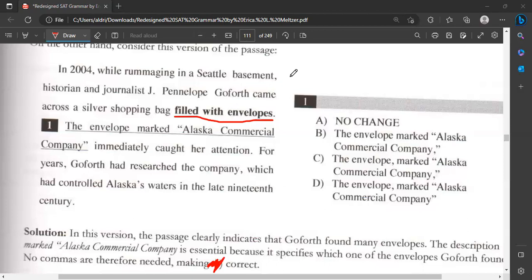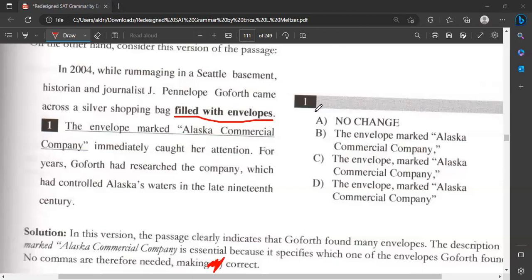Choice C says the envelope marked Alaska Commercial Company. It's the same thing. It says the envelope, and then it cuts off all of the name marked Alaska Commercial Company. But then again, the sentence before that says filled with envelopes. If we cut out that identification, how do we know which envelope we're talking about? Exactly. That's what I was looking for. All right. Thank you.